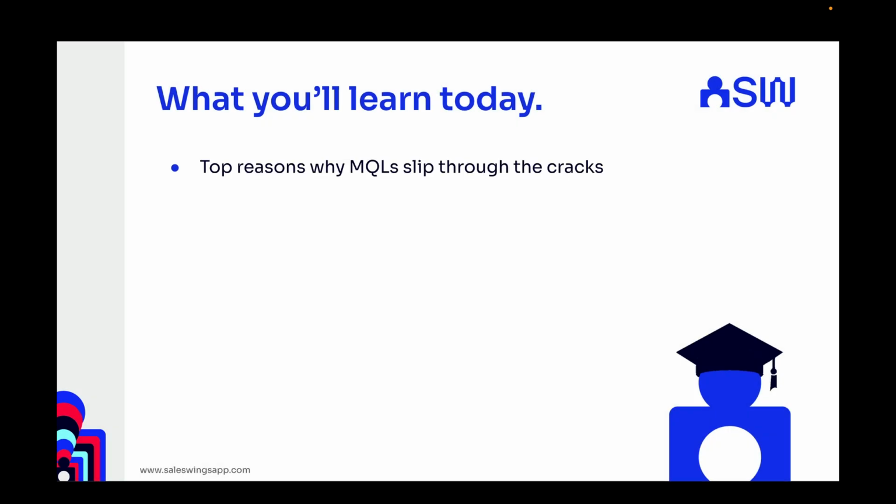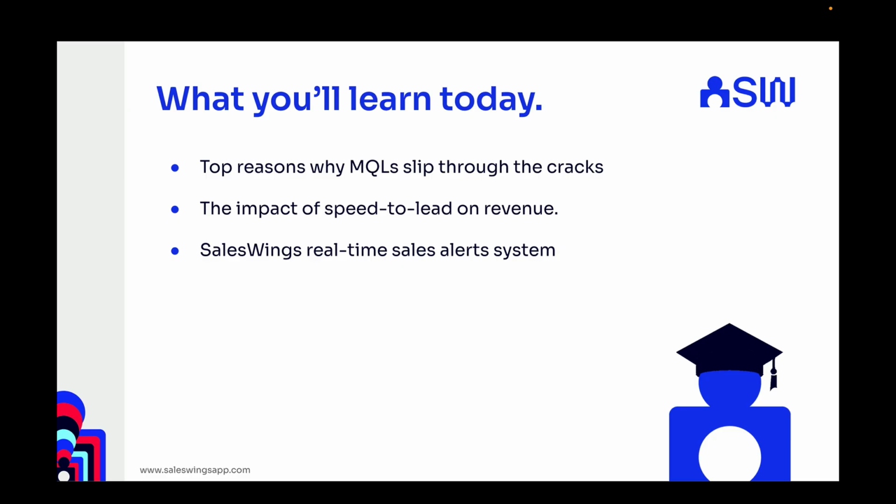So what are we going to look at today? First of all, let's quickly cover the top reasons that we see in the space why MQLs really slip through the cracks. Then we're going to talk about the impact of speed to lead on revenue. So the correlation between how fast your sales reps are in touch with a lead once they're ready to be engaged, and your revenue. We're then going to look at the SalesWings alert system, but really also how SalesWings insights can be leveraged in your connected systems to send real-time alerts and put these MQLs right in front of your reps.